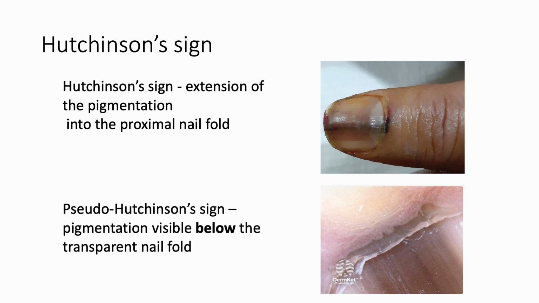The image below shows pseudo-Hutchinson sign, which is when the pigmentation itself appears to the naked eye to be extending into the nail fold. However, under dermoscopy it's appreciable to only be visible due to the transparency of the cuticle. This can be very difficult to differentiate from Hutchinson sign, so will likely require specialist referral anyway.